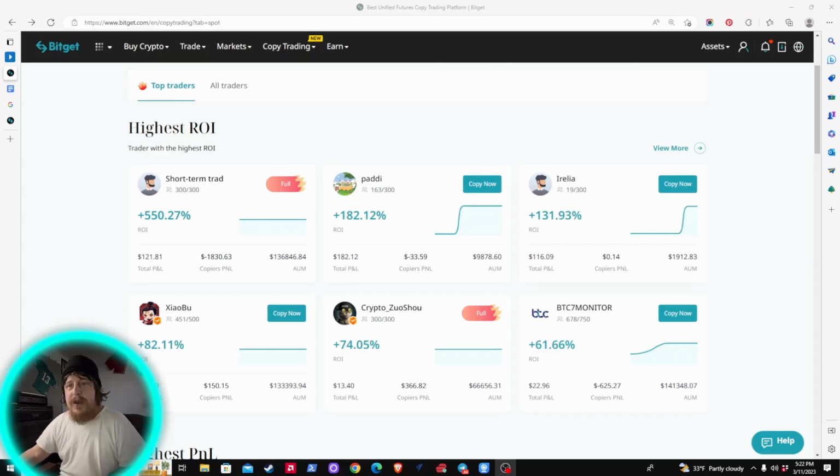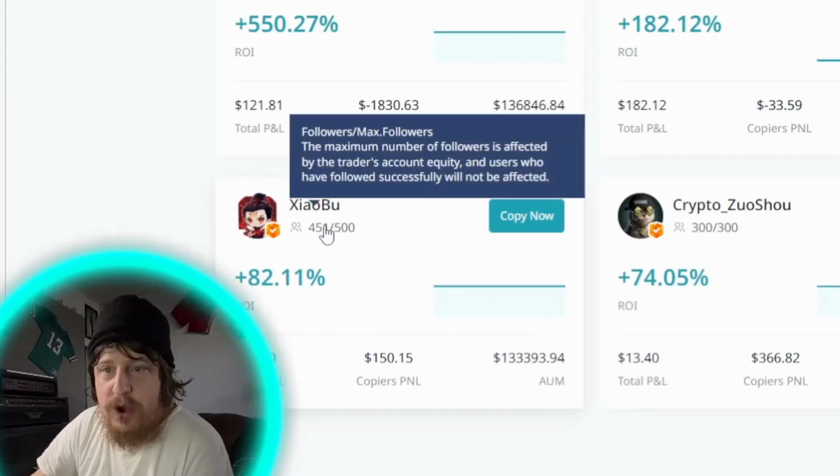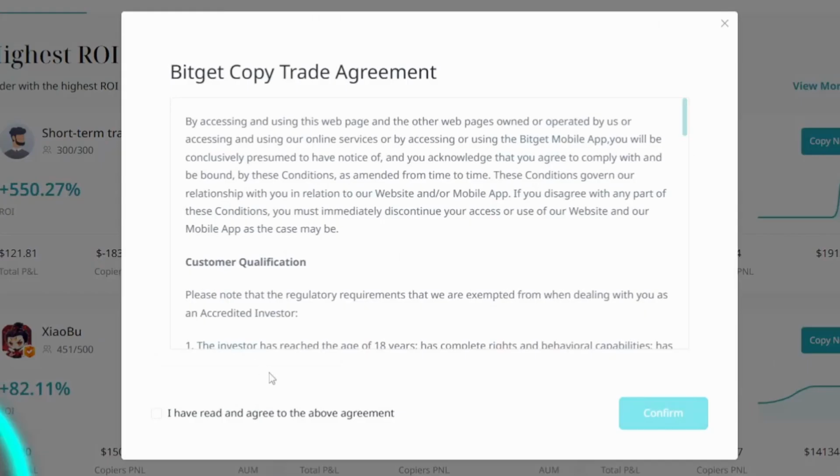Okie doke. So the next thing we want to do is go ahead and click on a trader that we want to follow or copy. We'll go with this guy since he's not full, XIAOB, 82% ROI. We're going to go ahead and click copy now, and you're going to get this little pop-up that says the BitGet copy agreement.